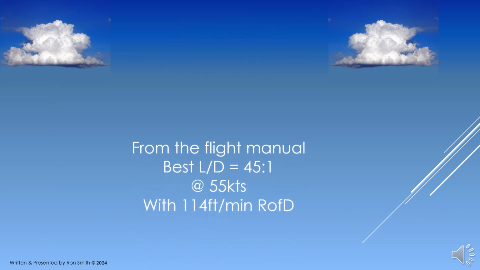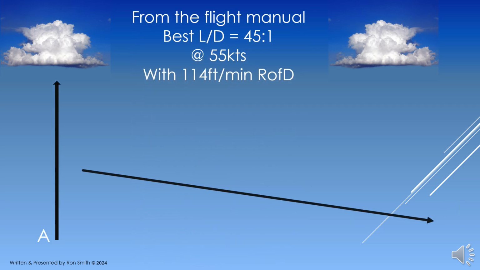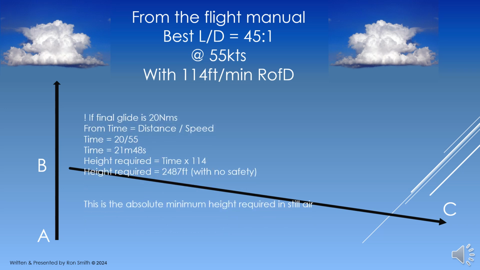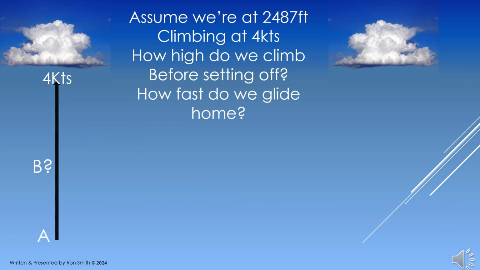Best glide is the speed at which you will cover the greatest distance, so therefore must be the earliest time you could level your wings on a final glide. However, it won't get you home quickest. Let's say we've reached the height that will allow us to get home using best glide, but we're climbing in a 4-knot thermal. How high do we climb before we set off, and how fast do we glide home?